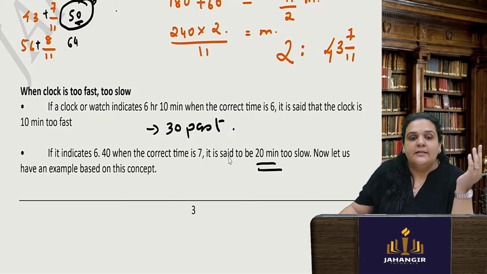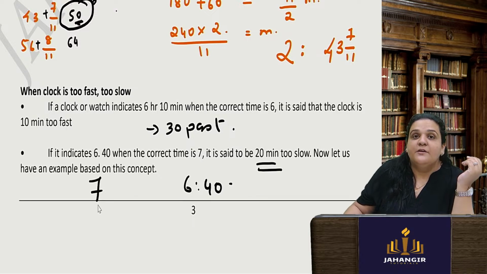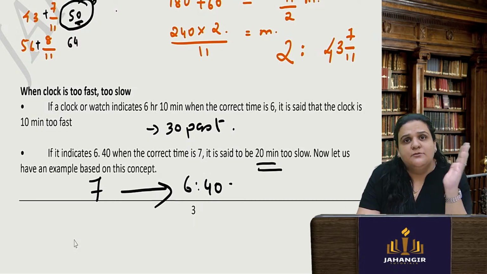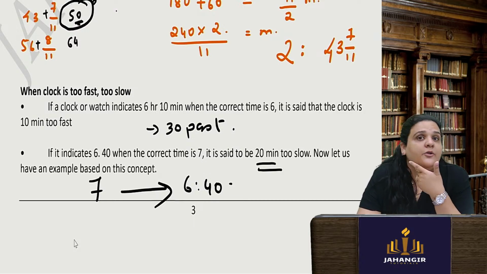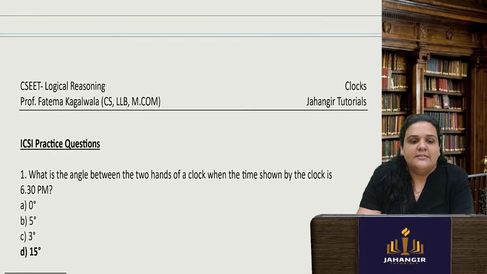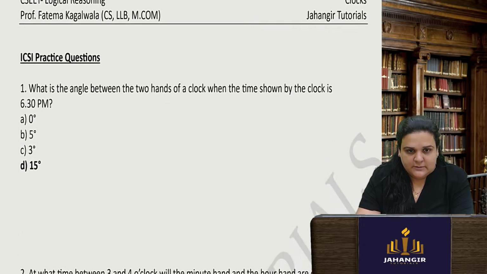That is why only then it can be 6:40, no? From 7, if it is 20 minutes behind, then only it is going to be 6:40. You can say 6 past 40 minutes, or you can say 7 and 20 minutes too slow. Too fast, too slow is the way this can be asked in your theory questions. Now let's move to the ICSI practice question.